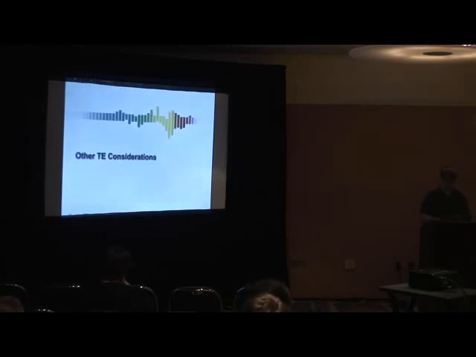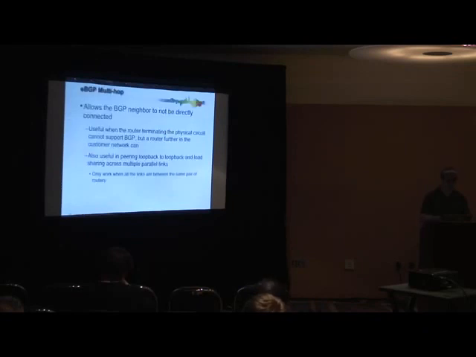So some other traffic engineering considerations: eBGP multi-hop. This allows the BGP neighbor to not be directly connected. Typically when we think about eBGP, it's usually two routers that are directly connected to each other. Sometimes it could be a router further inside the network because maybe the edge router can't speak BGP. So that's a case where you would need to use eBGP multi-hop. It's also useful if you want to peer loopback to loopback. And what you could do is peer loopback to loopback and then use static routes to route across the links.